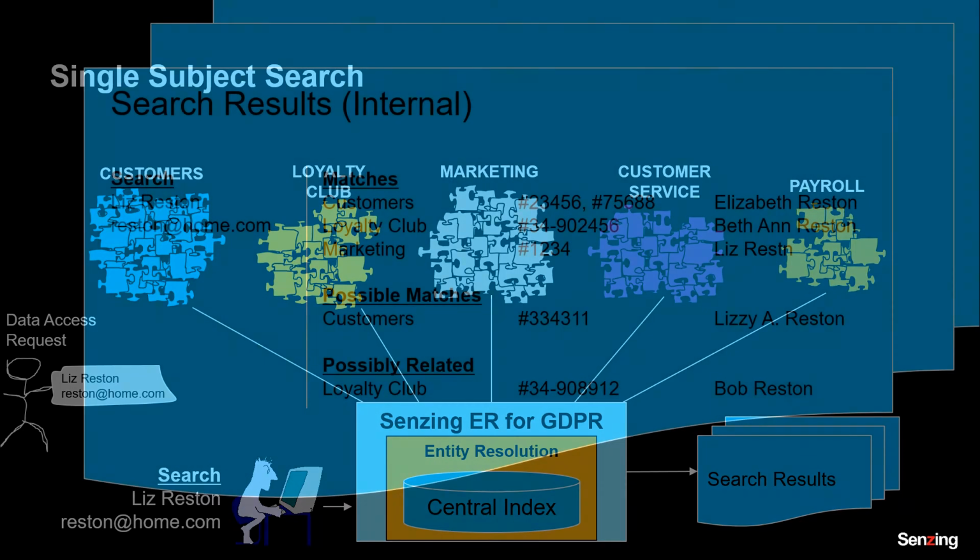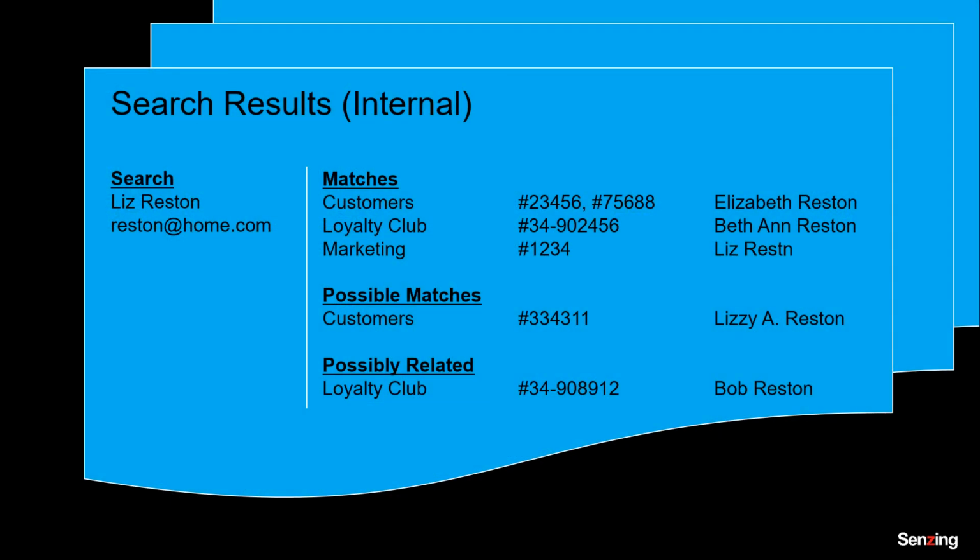The search results provide 3 categories of matches. These are matches, possible matches, and possible relationships. Matches are records highly likely to be the same. Possible matches are records that could be the same. And possibly related records are probably not the same, yet there is a close connection and therefore a small chance, so they are included just in case.